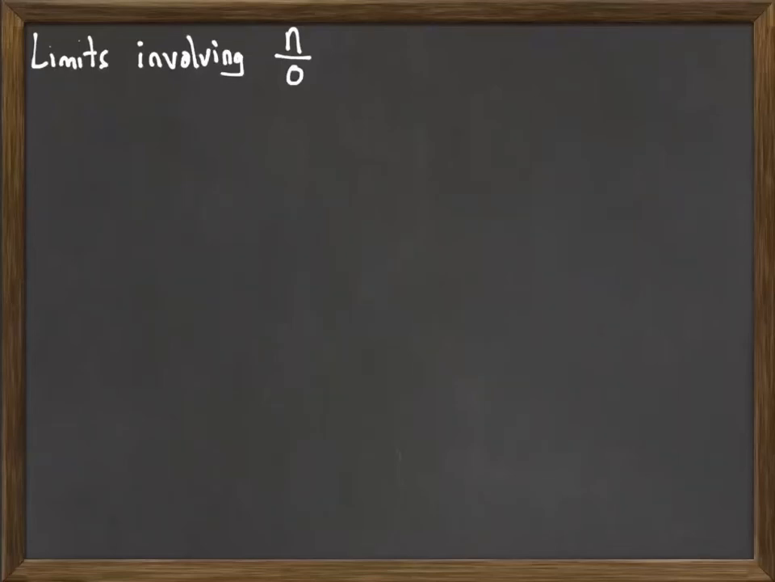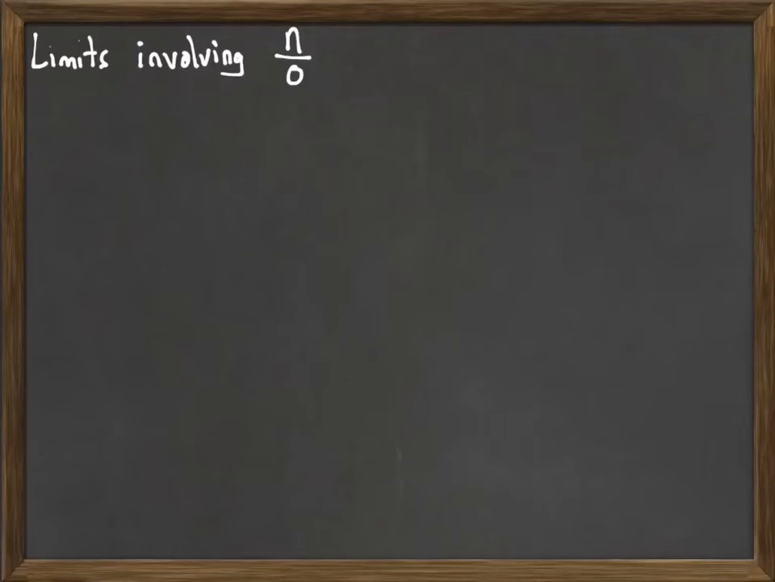So now we come to the topic of dealing with limits involving a number divided by zero. In previous videos, in the last section, we talked about how to do limits involving 0 divided by 0. And so now we turn to limits involving a number divided by 0. Please check in the notes here for this section 2.4.